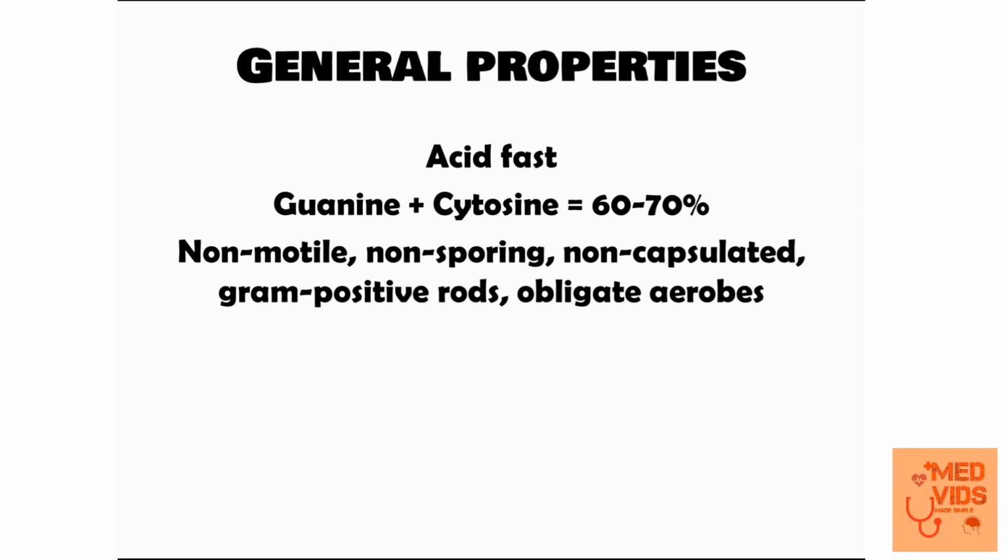Most of the Mycobacterium bacteria are non-motile, non-sporing, non-capsulated, gram-positive rods. Here, they are actually weakly gram-positive. This is because the cell wall of the Mycobacterium bacteria is less permeable to gram stain, so they cannot be clearly made out on gram staining. That's why the gram staining method is not usually preferred for diagnosis of tuberculosis infection. Rather, we do acid-fast staining to diagnose tuberculosis infections.